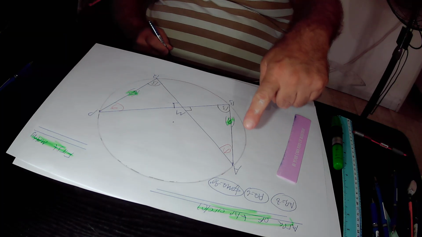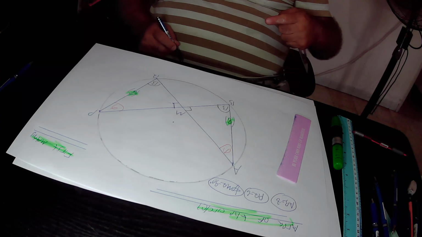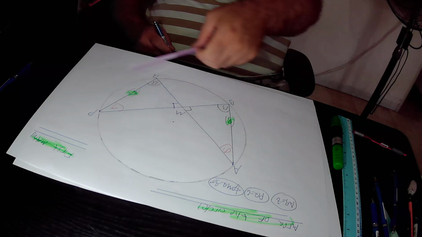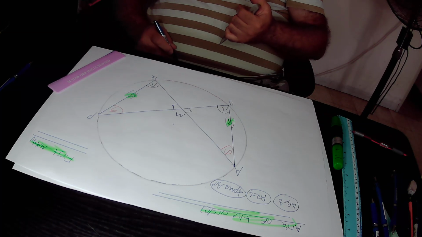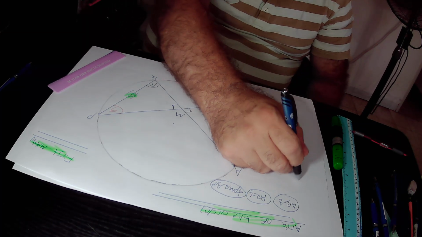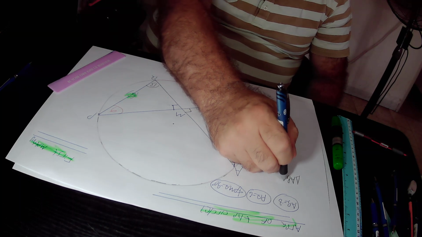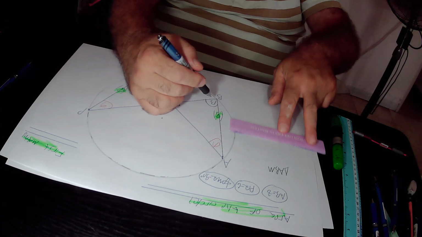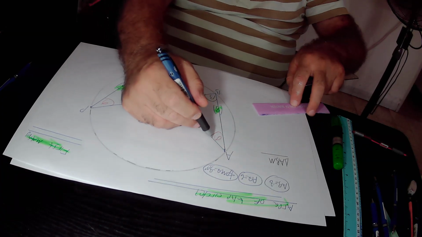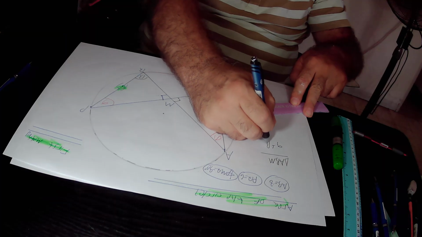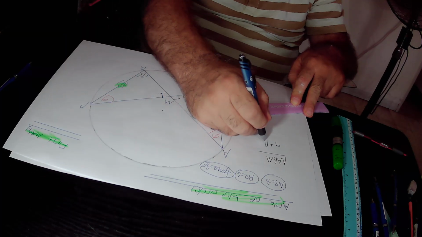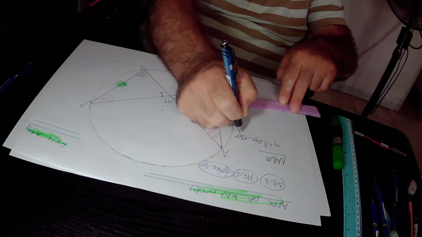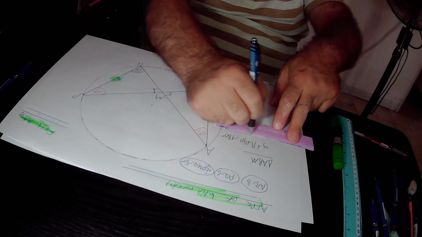This is the right triangle ABM. In this right triangle ABM, the sum of the angles must be equal to 180 degrees. So which angles do we have in this right triangle ABM? This is angle alpha, plus this angle beta, plus this angle that is 90 degrees. In total, they must be equal to 180 degrees, according to the rule that the sum of the angles in any triangle is equal to 180 degrees.